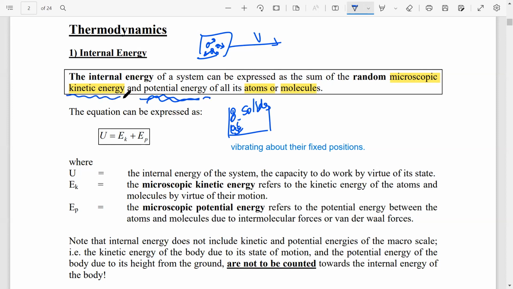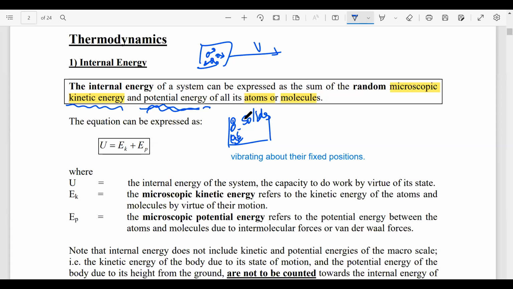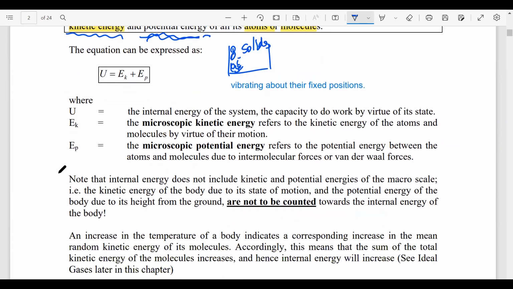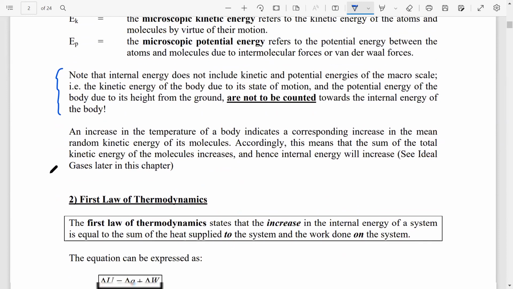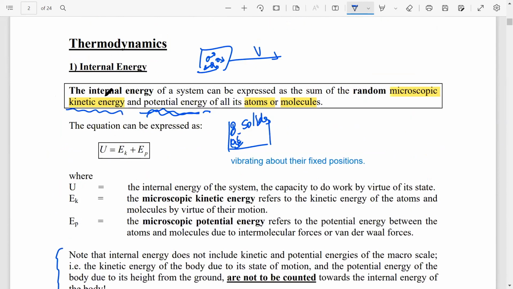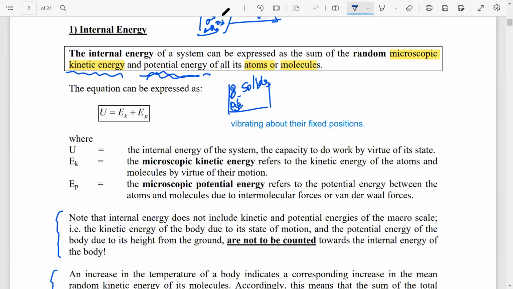Now, the microscopic kinetic energy, or the movements of the molecules, is dependent on the temperature. Why? Because temperature is a measure of average kinetic energy. Everything is also written here, so you can take a look and read it yourself. So this is just a definition of internal energy for you.